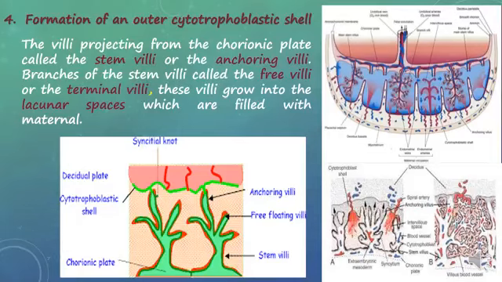You can see this is the anchoring villi or stem villi, and you can see this is the branching forming the free villi or terminal villi. These villi grow into the lacunar spaces, which are filled with the maternal blood.